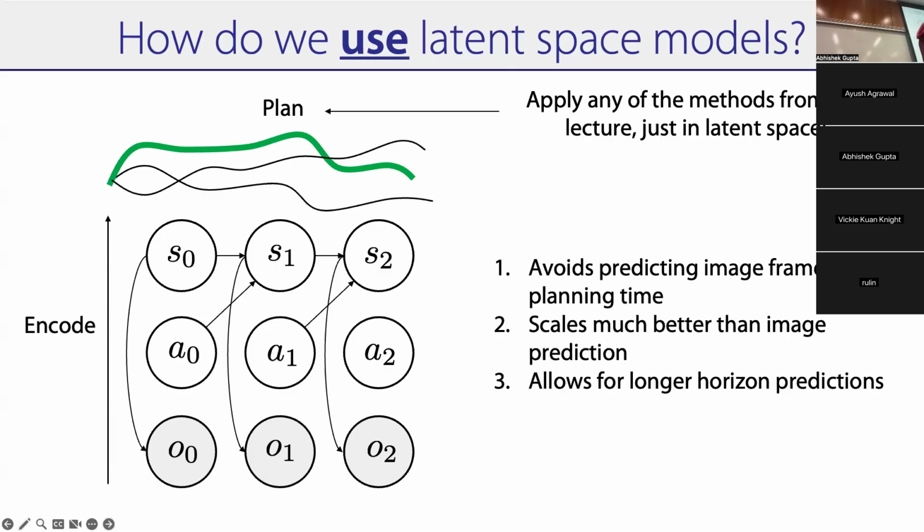And so the hope is that it scales better to images than just pixel prediction. It allows you to predict longer horizons in the future because you don't have to keep coming back to images and building blurriness. You can keep going in the latent space. And so it tends to do a lot better.